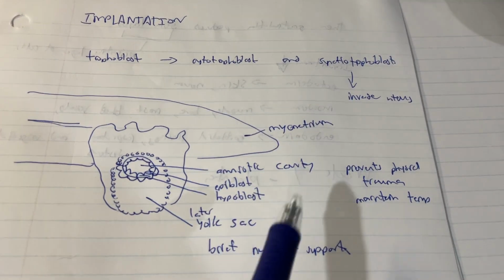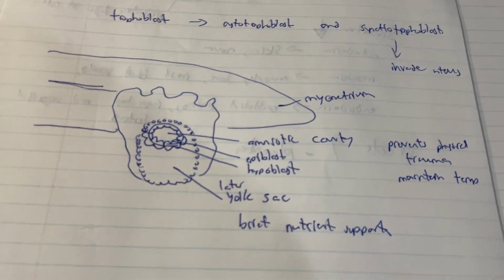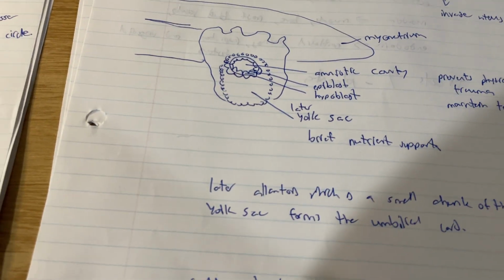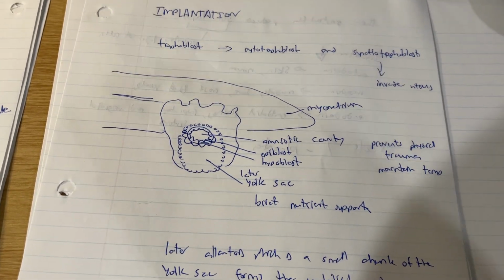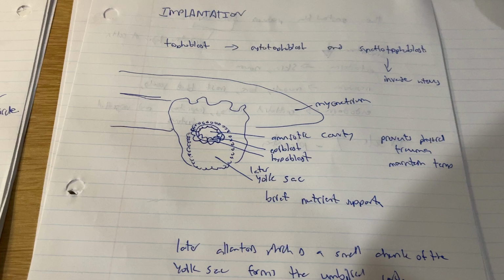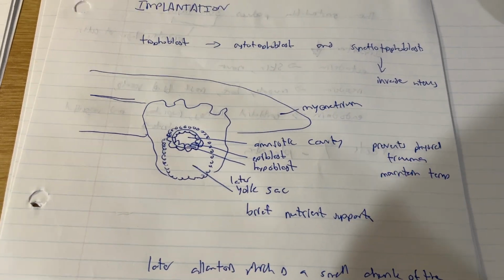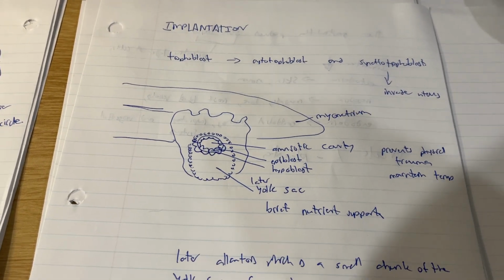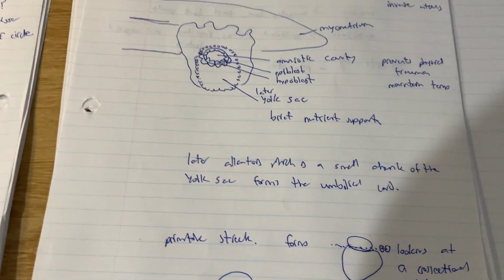You don't really need to know what each of these cells do in terms of histology, but you do need to recognize their overall functions. And essentially, the amniotic cavity is going to be protecting the cell from physical trauma. It's going to be maintaining temperature. The yolk sac is going to be providing brief nutrient support. And then you also have your epiblast and hypoblast cells. Again, refer to lecture for key specific functions.